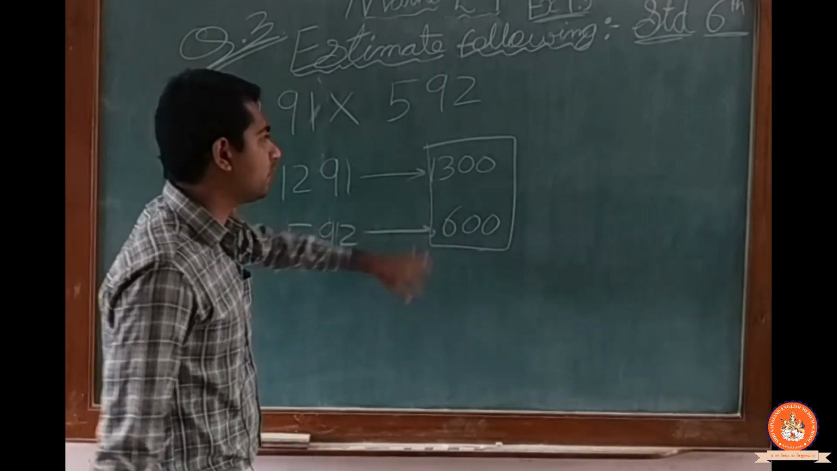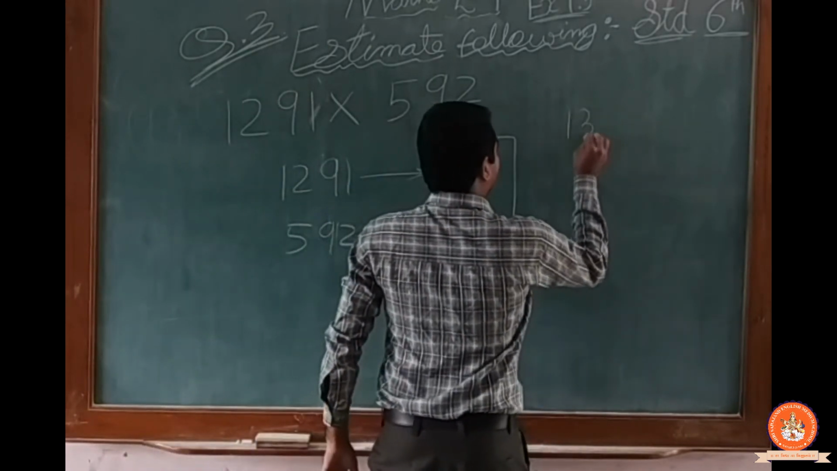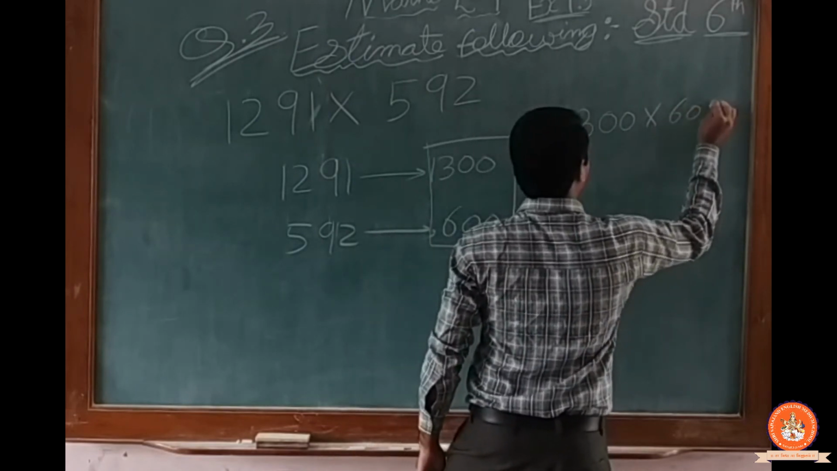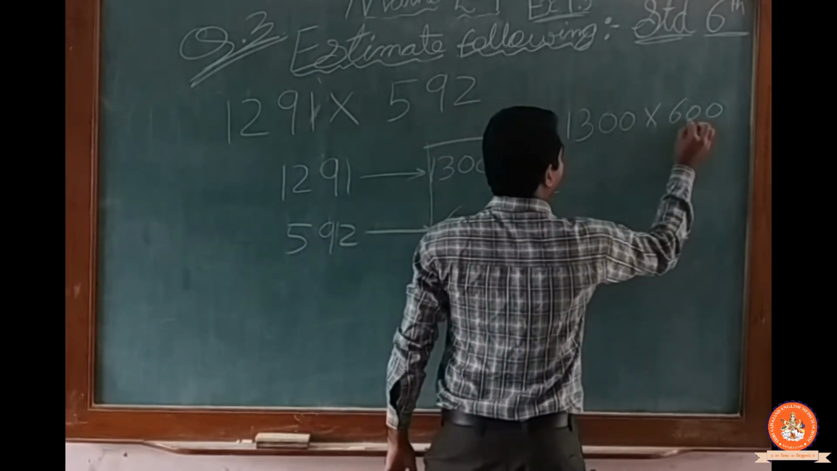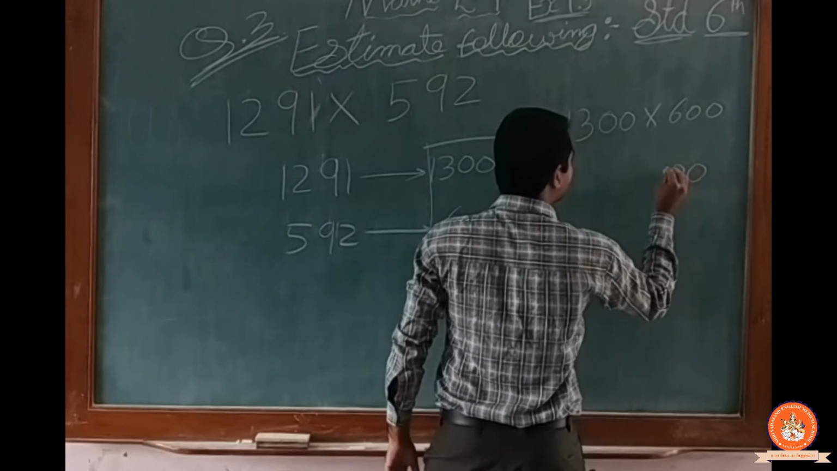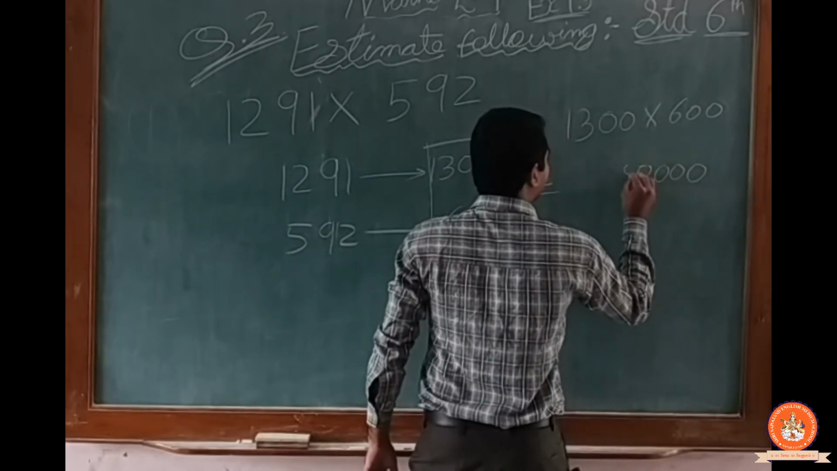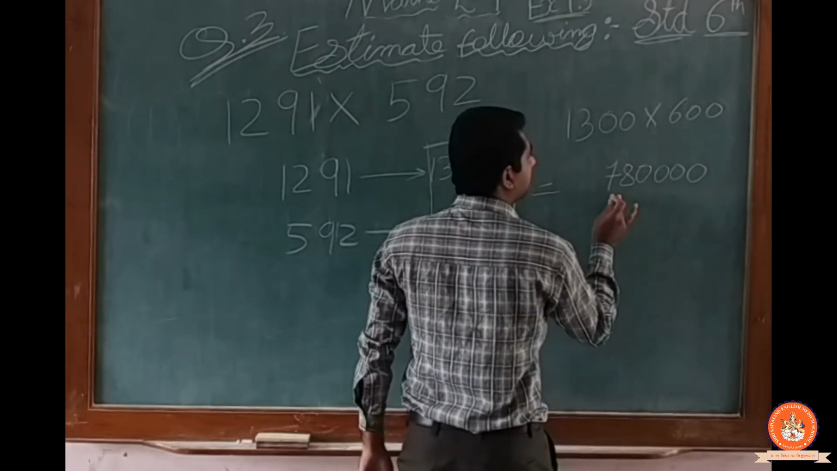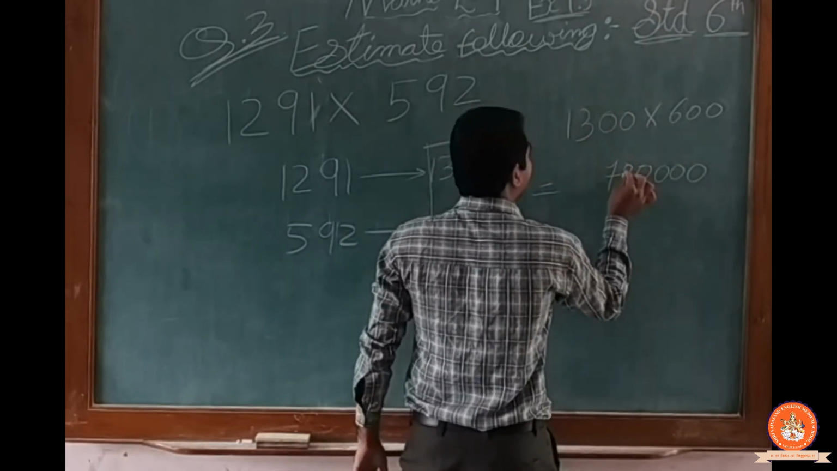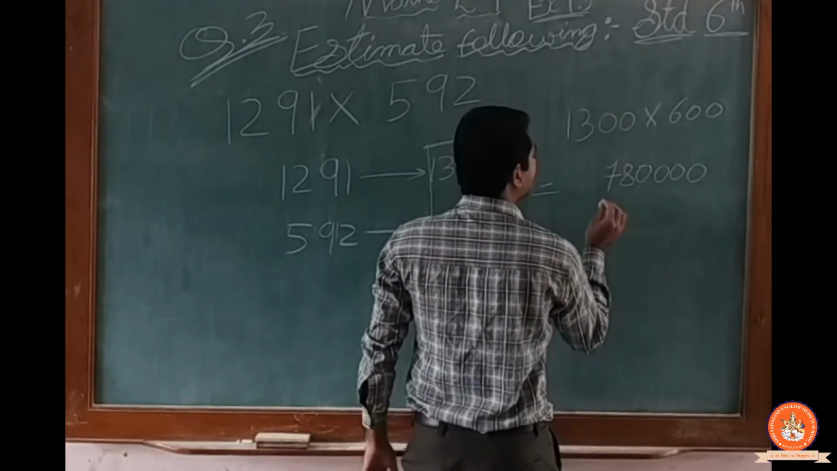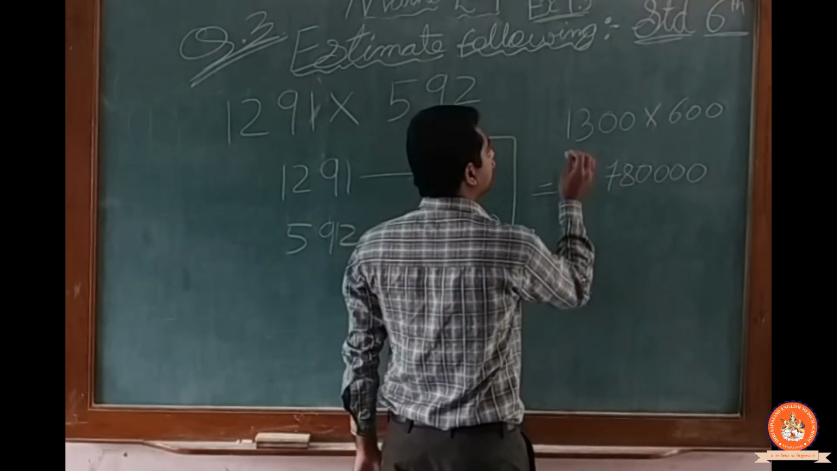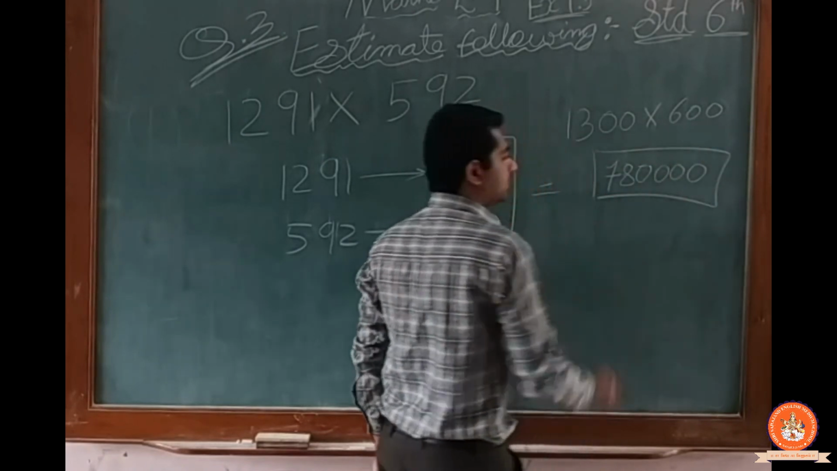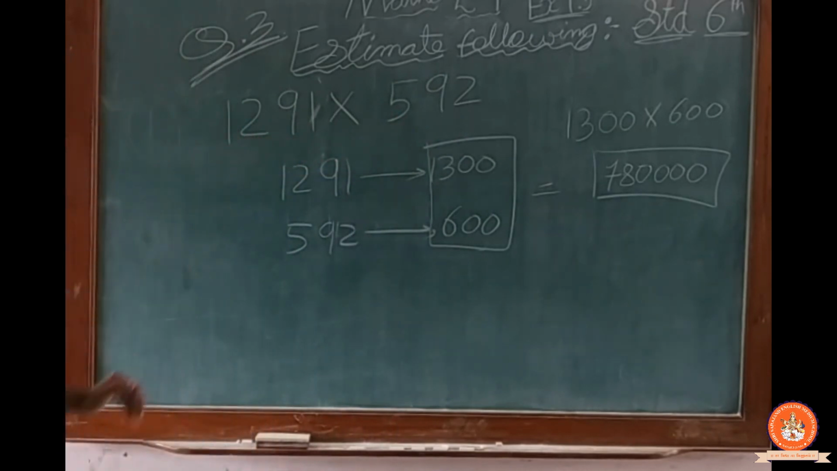Now we have to multiply both. So 1300 multiplied by 600. Okay, so 0 0 0 0, we will write 4 zeros here. 13 sixes are 78. Okay, 13 sixes are 78, or else 6 threes are 18, 1 carry, 6 ones are 6 plus 1 is 7. Okay, you can do it like this also, or else you have to remember the table. 13 sixes are 78. Okay, this is our answer for the next question.